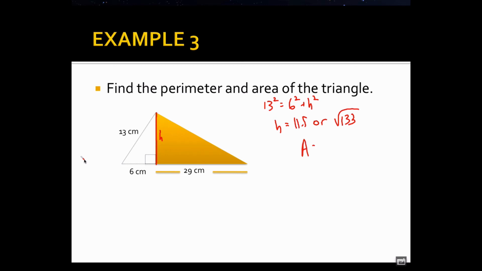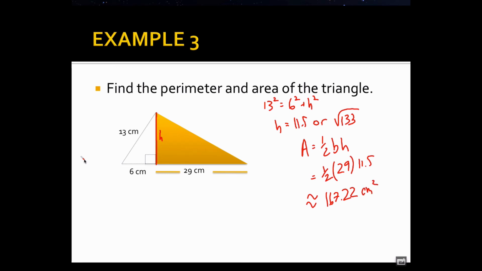Okay, area of a triangle. 1/2 base times height. Fiona, what's the base? 29. Good. And the height you already told me. Did you go with 11.5 or square root of 133? I went with 11.5. Which again you stored, right? Oh, I did it. Okay. But you should have. And when you're done, you get what for an answer? 167.22. Centimeters squared.